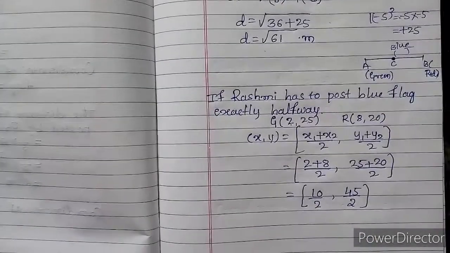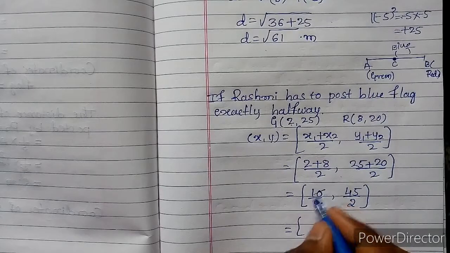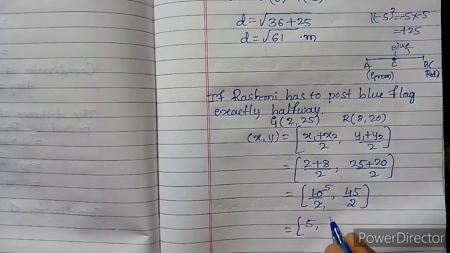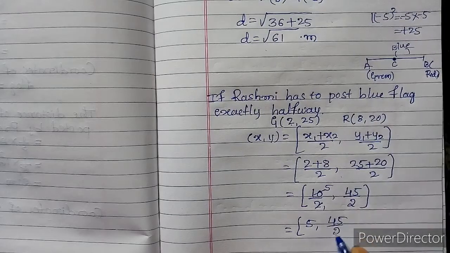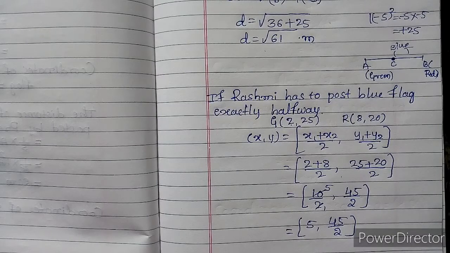Then 2 ones are 2, 2 fives are 10, so 5 comma 45 dividing by 2. Here she has to post her flag at the coordinates 5 comma 45 by 2.